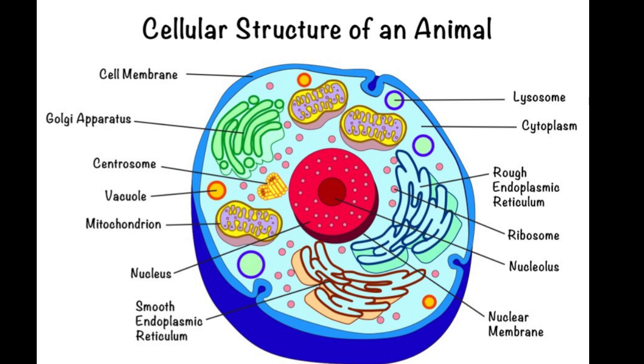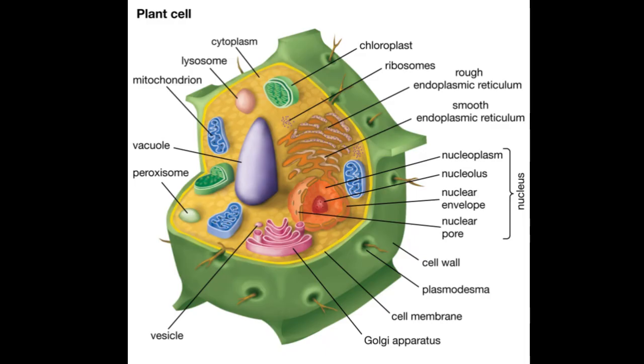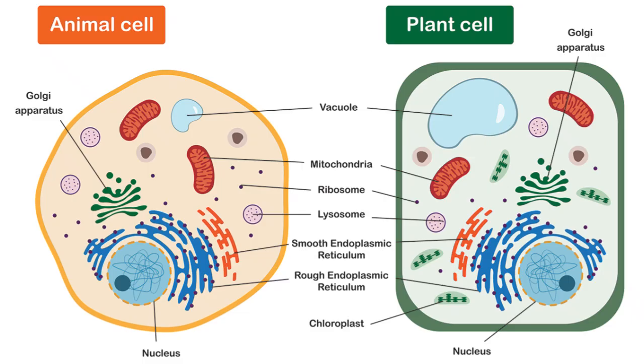Other cell structures. Centrioles. Involved in the formation of cilia, flagella, and the spindle fibers during cell division. Chloroplasts. Found in plant cells and responsible for photosynthesis. Vacuoles. Stores water, salts, and other substances. Cilia. Short, hair-like structures involved in movement and sensing the environment. Flagella. Long, whip-like structures involved in movement.